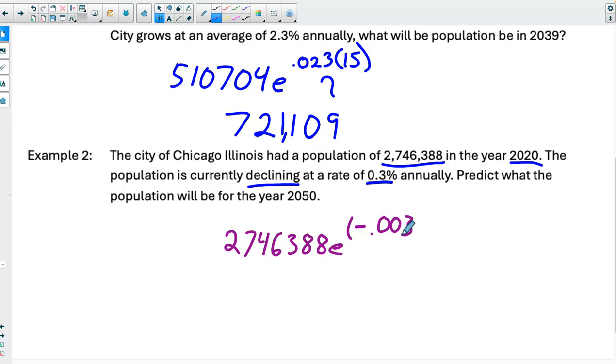How many years have passed? 30. So think about this. This is going to give me a negative exponent, right? What do negative exponents give you? They become positive by being flipped. So by doing that, we actually make this a fraction. We make it 1 over a number, and that is going to give us exponential decay. So it's a tricky way of doing that, but that's what's going on. So let's type that in, get a number, and round according to the nearest whole person.